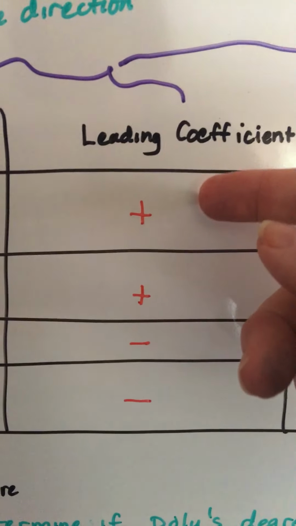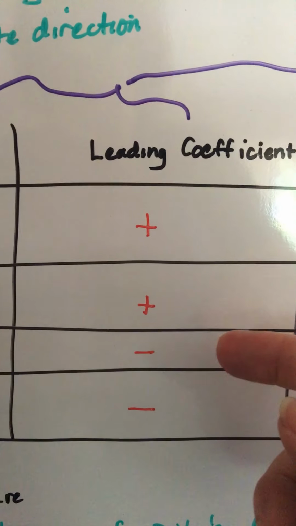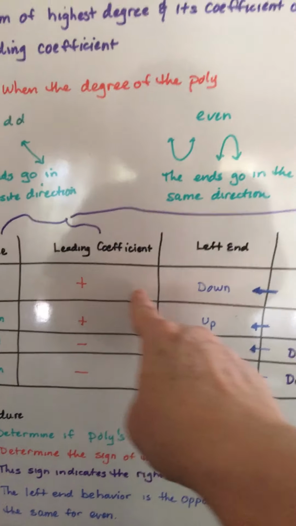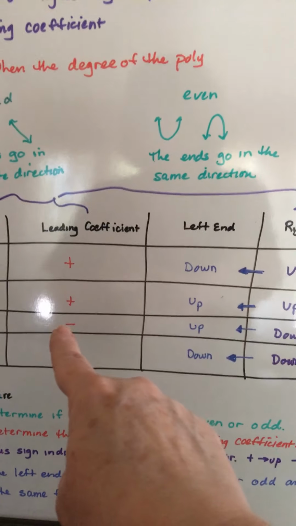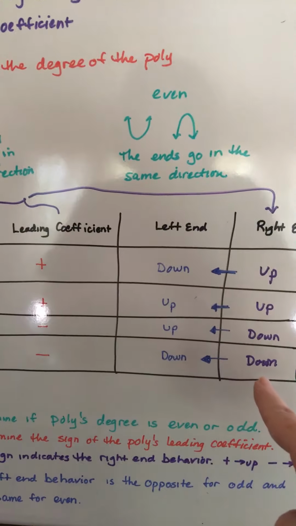So this right-end behavior says you're heading up or rising, down or falling, down or falling. So notice the positive told me I was heading up, rising. The positive said heading up, rising. The negative said falling, going down.